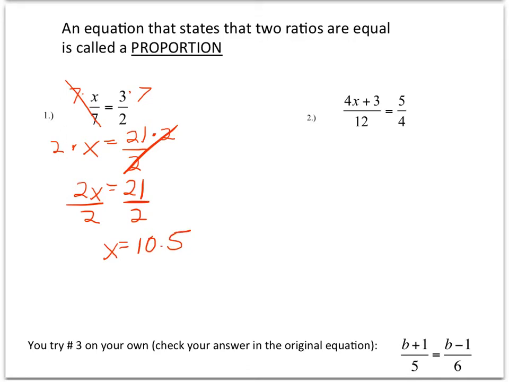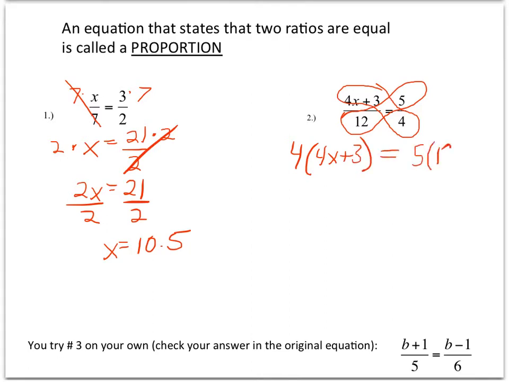Notice I did this the old-fashioned way. Let's do the simple trick on the next one. So I'm just going to take the cross product, which a way of showing that is by circling these two sides. So I'm going to multiply 4 times 4x plus 3 and set it equal to, make sure you carry that equal sign, 5 times 12. So you're multiplying across the diagonals, the cross product.